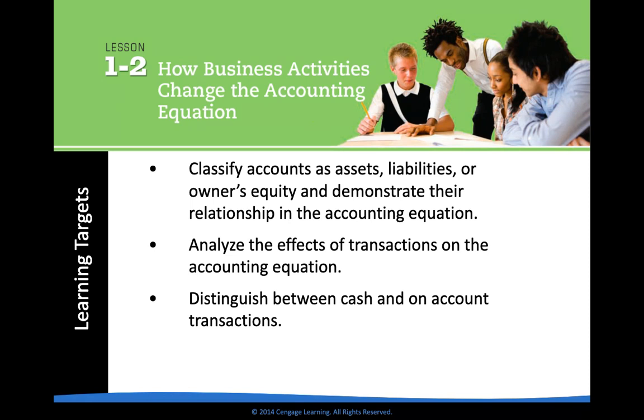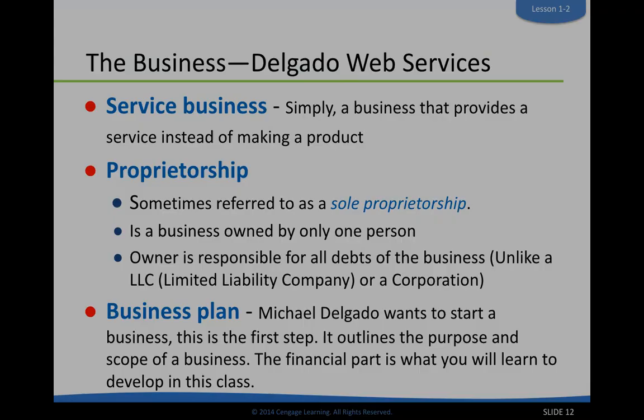So we're going to talk about classifying accounts as assets, liabilities, or owner's equity. Analyzing the effects of the transactions on the accounting equation. So we're going to go back to that accounting equation that you kind of saw in lesson 1-1, but it's going to look a little bit different. And then we're going to talk about cash and cash on account transactions, when you buy something on credit versus just paying cash for it up front.